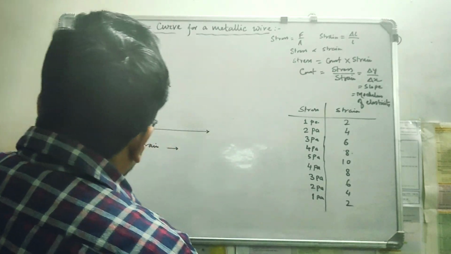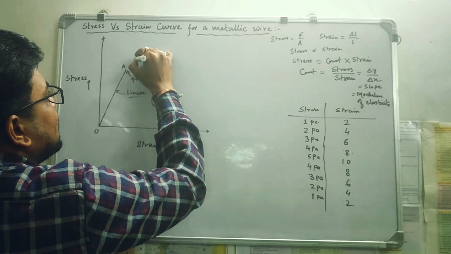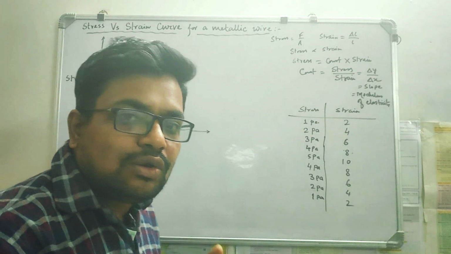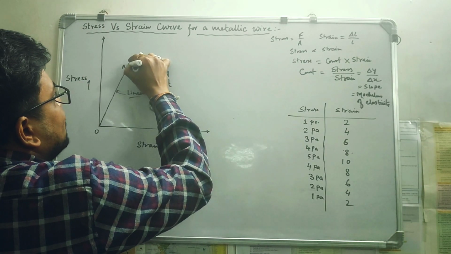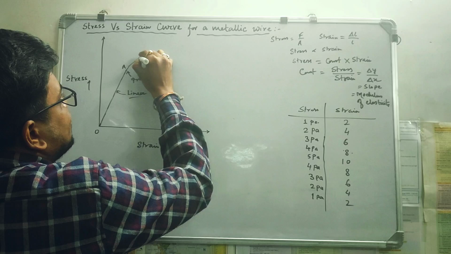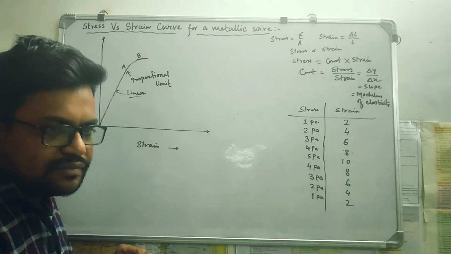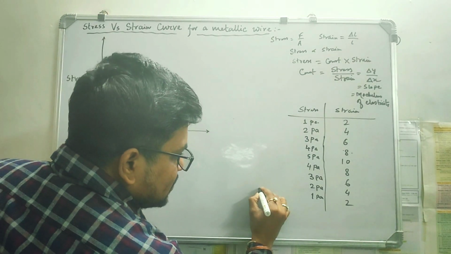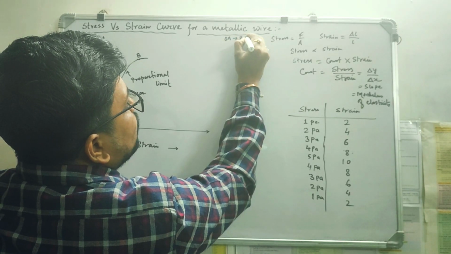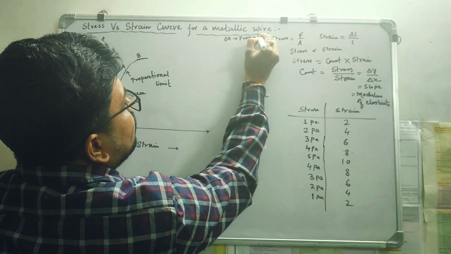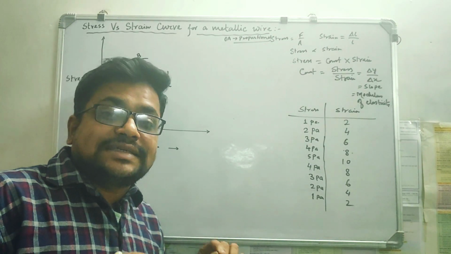Now, after point A, what will happen? Let us assume that after point A the graph is no longer a straight line; it becomes a curved line. The graph will be like this, a curve up to this point B. I will write it down one by one. Here OA is the proportional limit. Stress and strain are proportional, that's why it is a straight line.